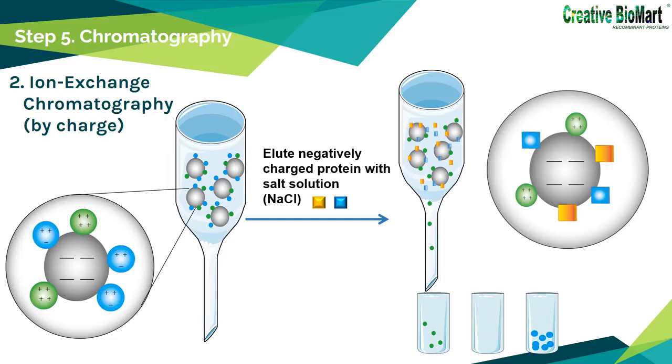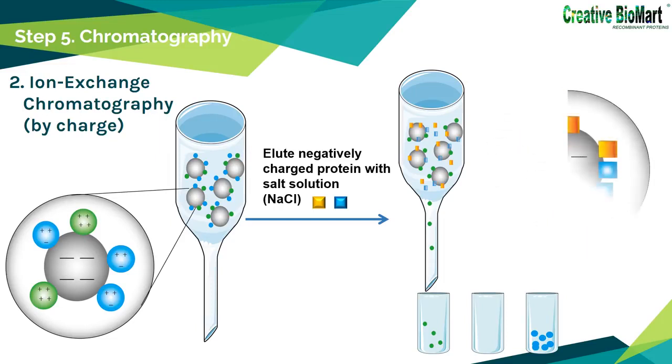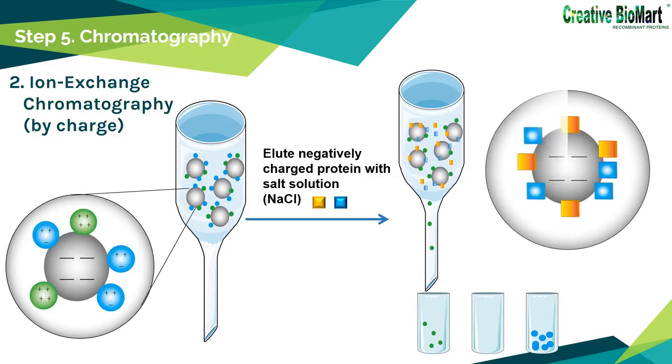Proteins with less net positive charge are released first, then the higher charge density proteins. There are many kinds of ion exchange chromatography. You need to choose a suitable chromatography depending on the characteristics of your protein of interest.